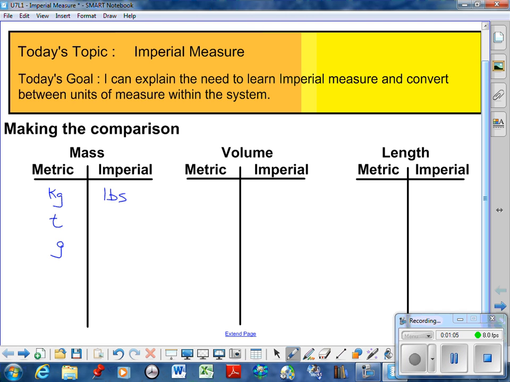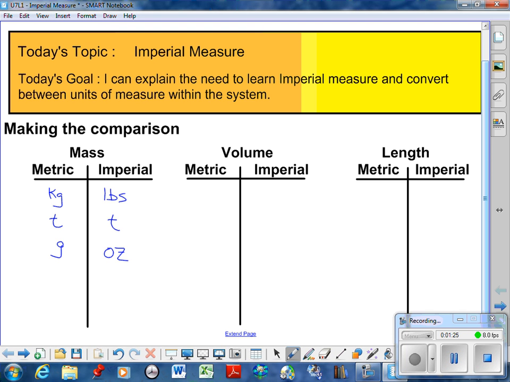They also have an imperial ton. Okay, and then if you're measuring something really small like grams, you're probably going to be measuring in ounces. Okay, so they have equivalent systems, and we're going to talk about how to, first of all, convert between the imperial and then go and cross the border.